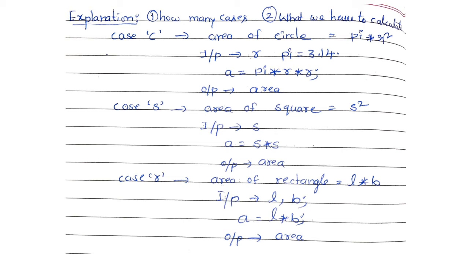Now go to the third case, area of rectangle. The formula is L into B. Now we have to take the input for L, B. And what we have to calculate? Area of rectangle. A is equal to L into B. And we have to display the result in case 3.